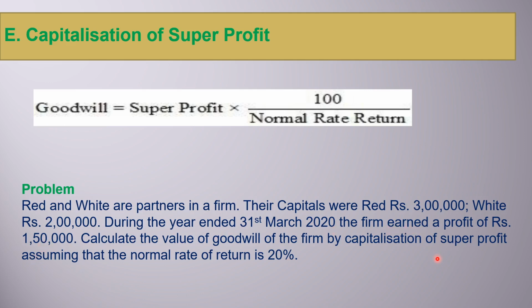So therefore we can say that 50,000 is the super profit. Actual average minus normal, 1,50,000 minus 1 lakh, that is 50,000. Now we will put it in this formula: SP 50,000 into 100 by NRR, that is 20. So 50,000 into 100 divided by 20 is coming 2,50,000 as the value of goodwill. So this is our solution here.